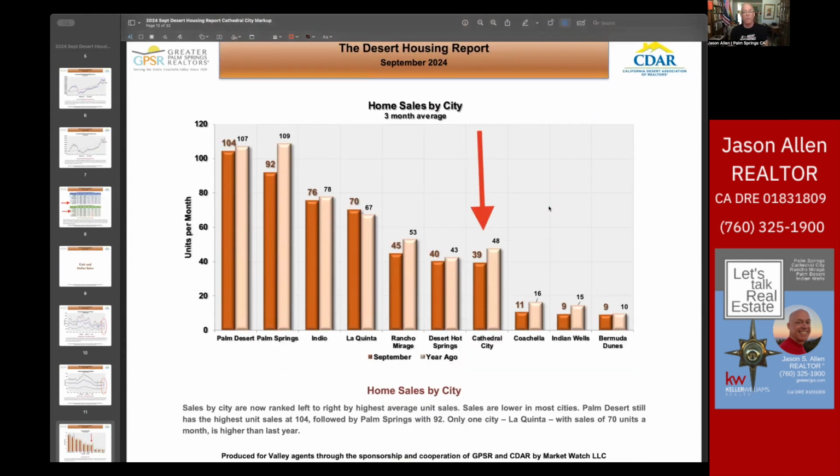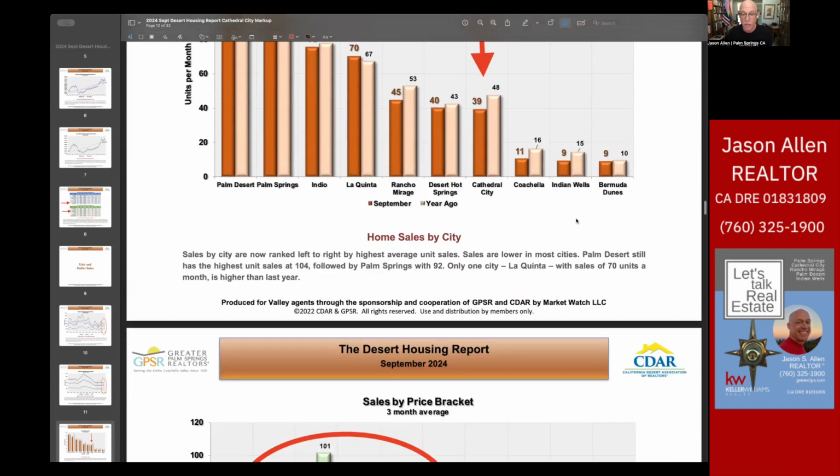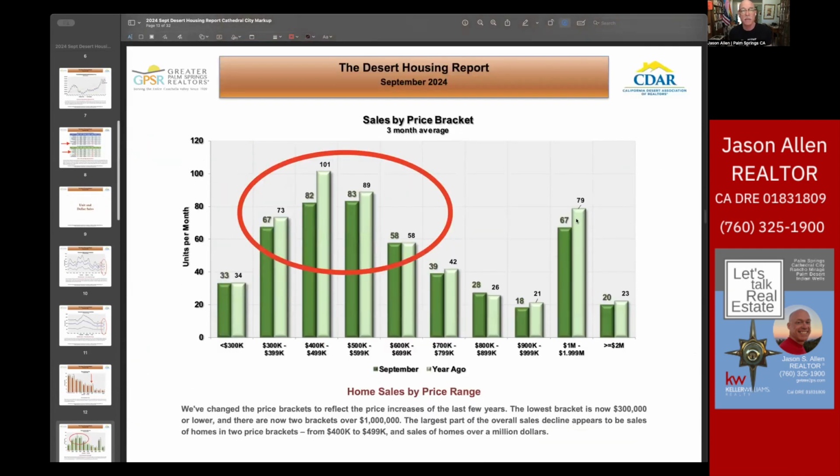So 3-month average of total volume of sales in Cathedral City, we are off. We've sold about 20% fewer houses. And that's in relationship to the number of homes that have also come on the market. But on a whole, how many houses do we sell in September of this year as compared to the previous window? So we have sold fewer houses, no question.